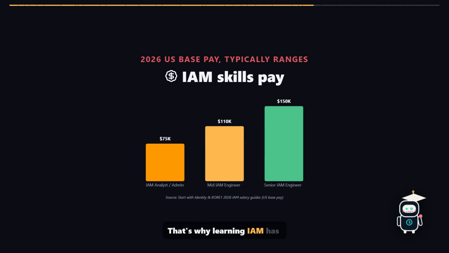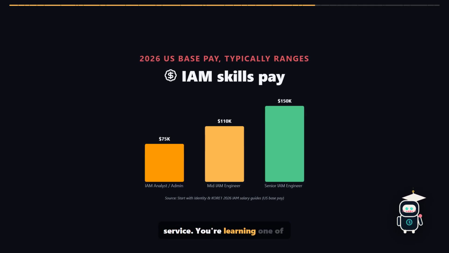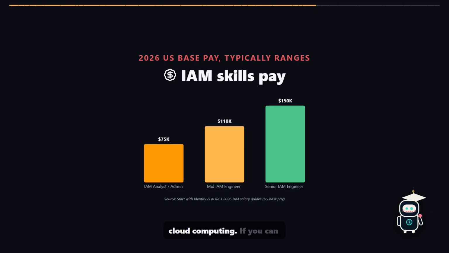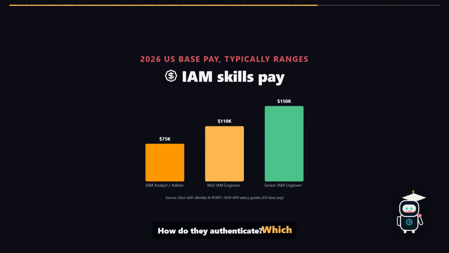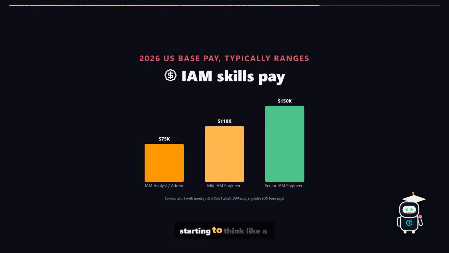That's why learning IAM has such a high return. You aren't learning one isolated AWS service. You're learning one of the fundamental security models behind cloud computing. If you can look at an architecture and answer, who is the principal? How do they authenticate? Which permissions do they receive? Which resources can they access? And what limits those permissions? You're starting to think like a cloud engineer instead of someone who only knows where the IAM button is.